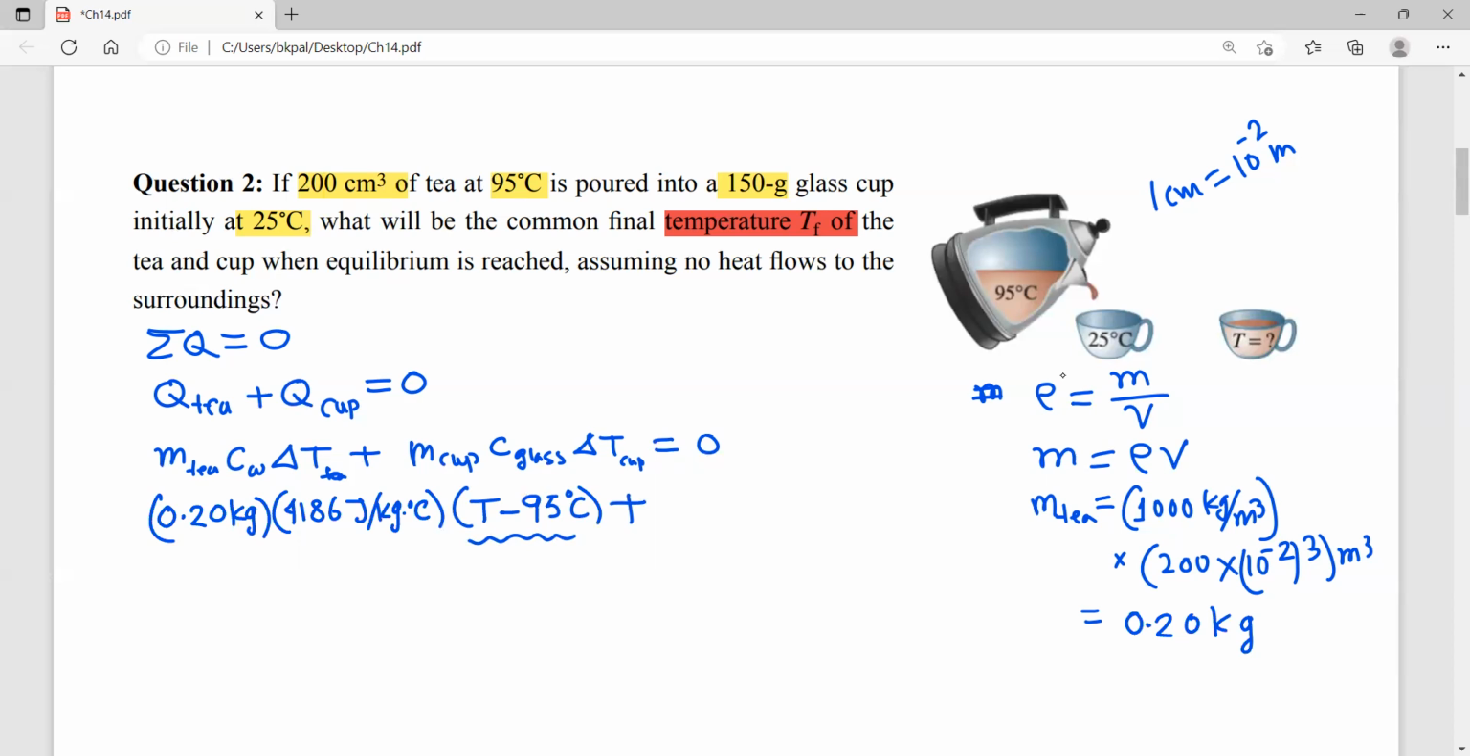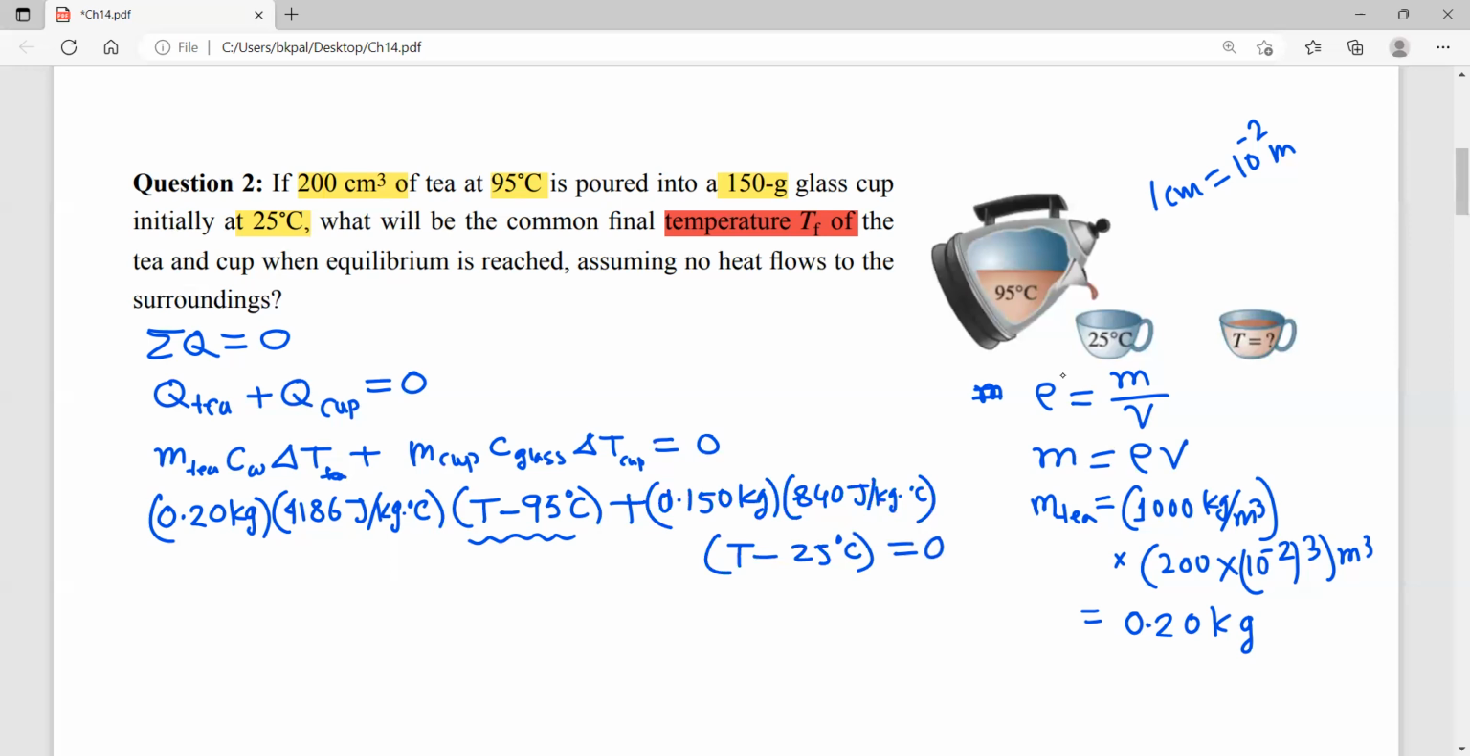So for the cup, it is this kilogram, right? The value is given in grams, so we have to convert it into kilogram. And for glass, the value we can take from the table given in the textbook. And delta T here, final is T, we don't know, and initial is 25 degrees Celsius.